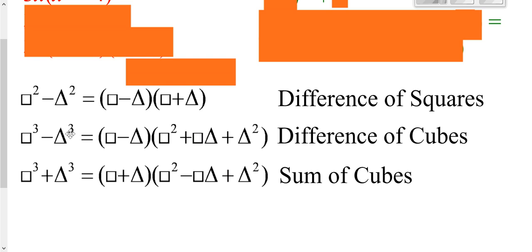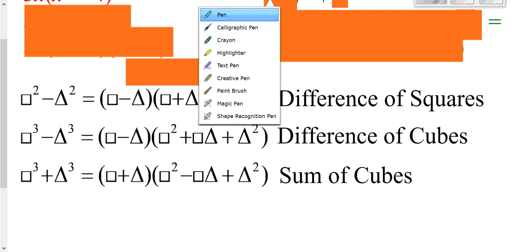Something similar down here with differences of cubes and sum of cubes. The differences of cubes and sum of cubes formulas are here. Whatever was being cubed, not the final answer, but what you're cubing here, that's what you put in for this box, and this box. At the very end, whatever's being cubed to give you that last answer is what you put in for this triangle, and this triangle.